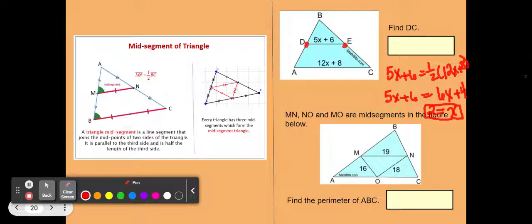And I apologize. I realized I made a typo up here. This is not supposed to say DC. It's supposed to say DE. So I apologize. But go ahead and put a 2 in there. 5 times 2 plus 6 is 16. So this was supposed to be DE there. I apologize.